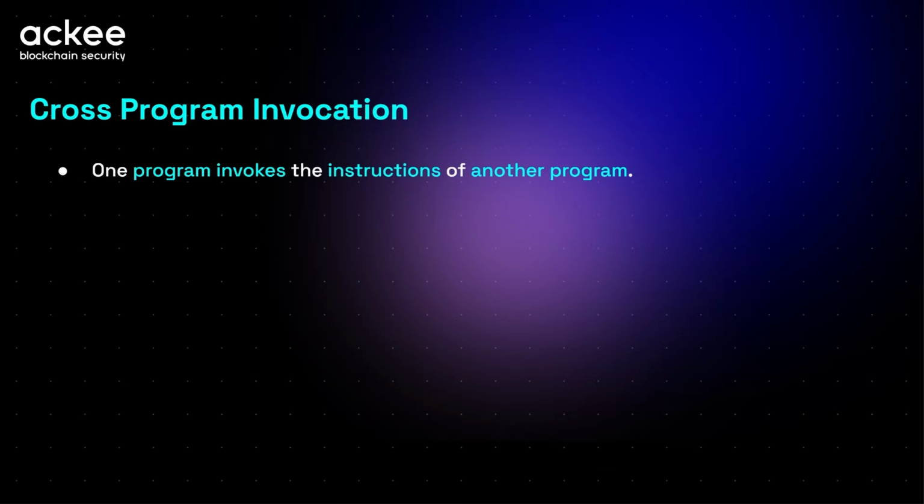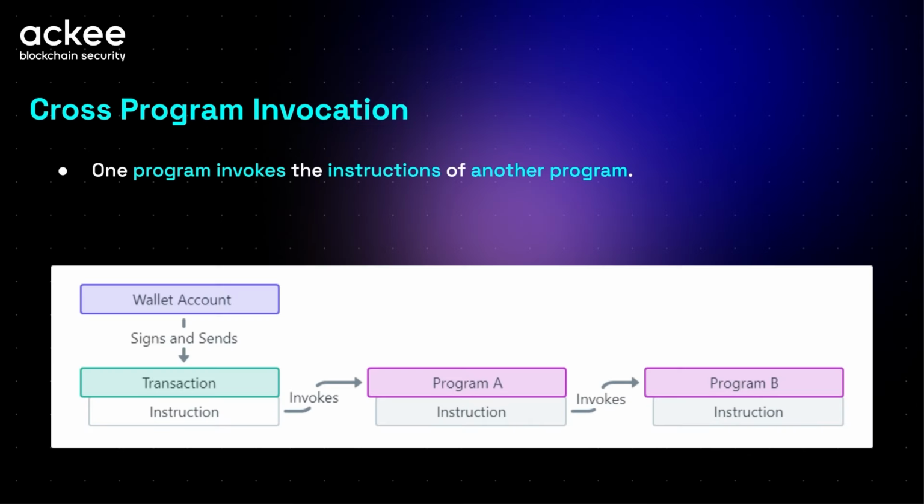As the name suggests, it is an invocation which is cross-program. One program invokes the instructions of another program. Pretty self-explanatory. Let's consider the picture. On the left-hand side you have a wallet address, a wallet account, a regular key pair, for example. It is a regular key pair, as once again, it has the corresponding private key.